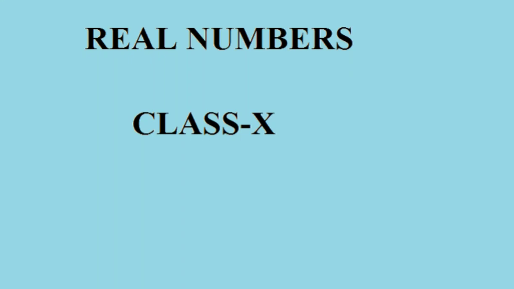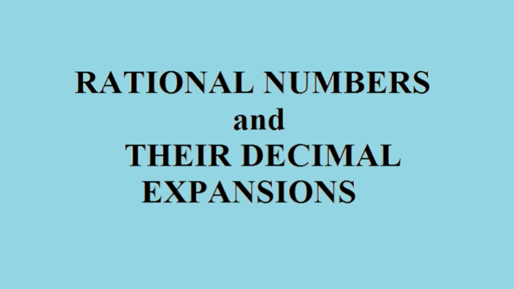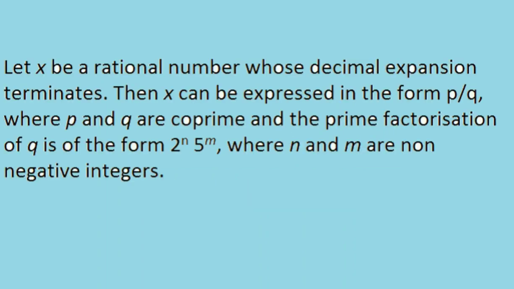Numbers, Class 10. The topic for today is rational numbers and their decimal expansion. We are picking up a theorem. The statement goes: let x be a rational number whose decimal expansion terminates. Then x can be expressed in the form p by q, where p and q are co-prime and the prime factorization of q is of the form 2 raised to power n into 5 raised to power m, where m and n are non-negative integers. This is theorem 1.5 from your NCERT.